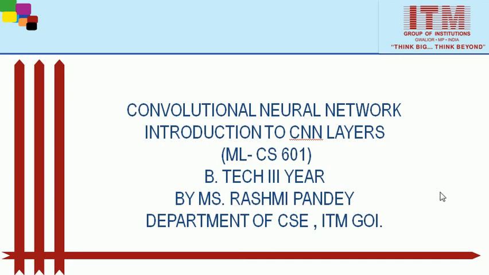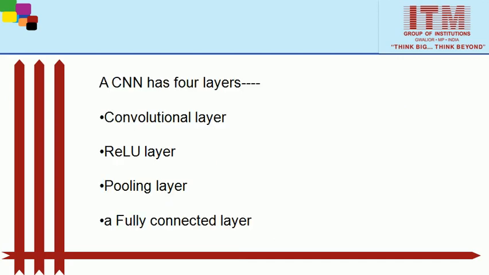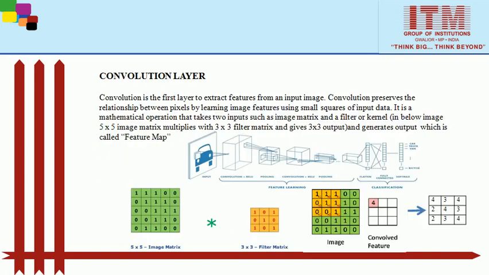So the first layer is... Basically, CNN contains 4 layers: a convolutional layer, ReLU layer, pooling layer, and a fully connected layer. So let us see the first one, the convolutional layer.